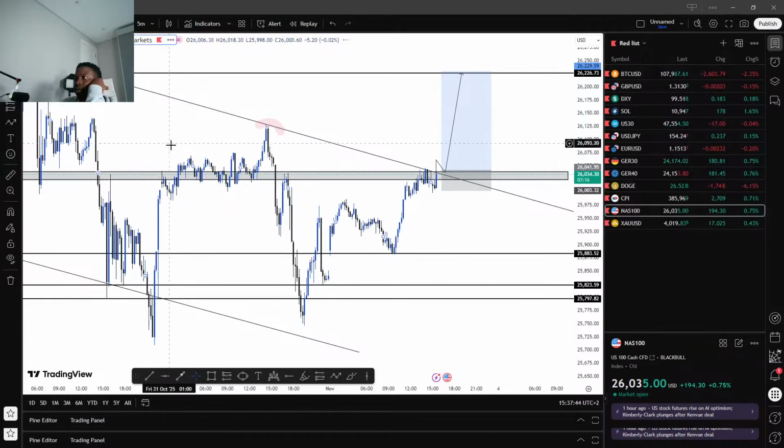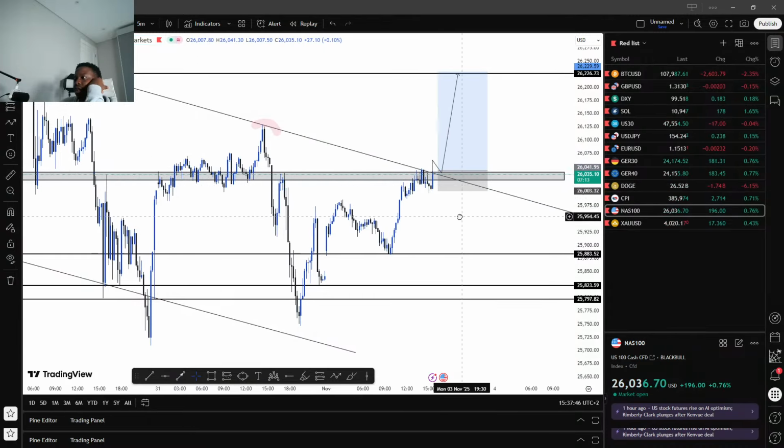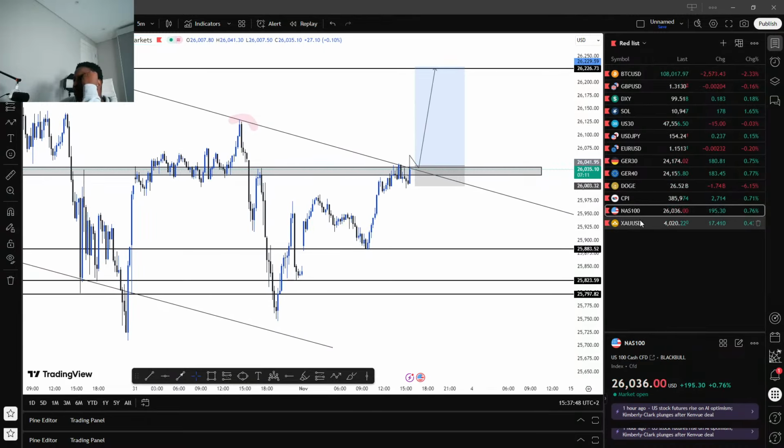So probably it can respect it. Probably it might not respect it. But you see now it's touching it and playing around. It's another story now. But the only thing that I want to see is it breaking this trend line and then closing outside it, and that's when we're going to start pushing to the top side.